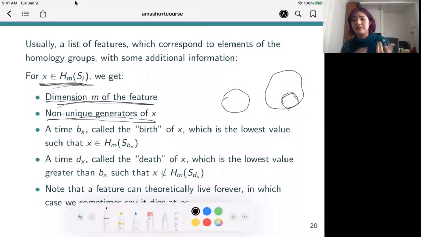The other thing that you get, that I sort of alluded to, is you know where in the homology groups that thing first popped up. So you know what scales it exists in, and that gives you a birth and a death. The birth is going to be the first scale where that feature pops up, and the death is going to be the first place where it no longer exists.